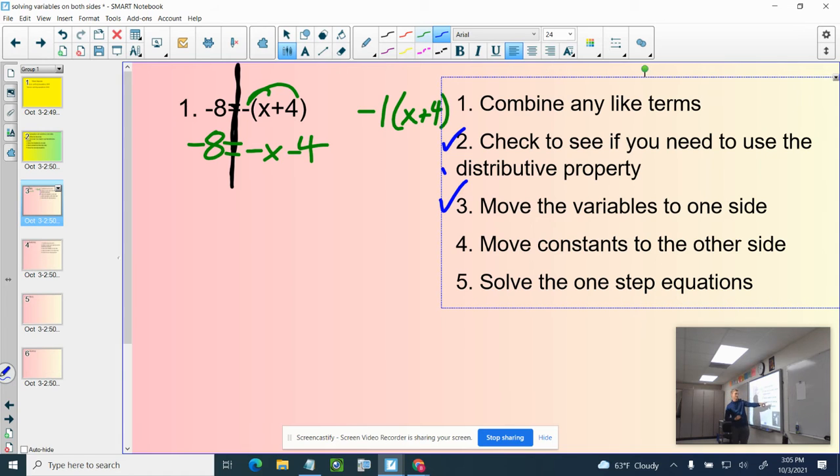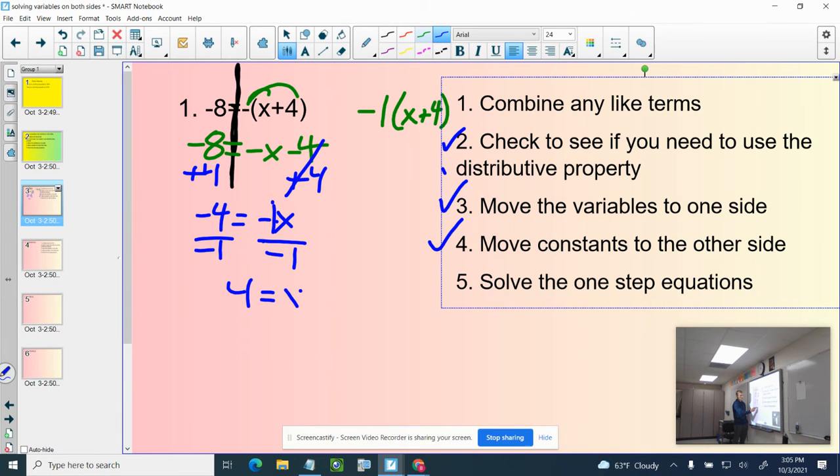It says move constants to the other side. So this is really doing a two-step equation now. So plus 4, negative 4 plus 4 is 0. So that's gone. And I end up with negative 4 over here. That equals negative x. So we're done there. And then the last thing we do is we solve the one-step equation. Now, some of you may think this is done, but again, just like at the beginning of the problem, this is a negative 1 times x. So we are going to divide by negative 1, divide over here by negative 1, and we're left with 4 is equal to x. Okay? So that's example 1.